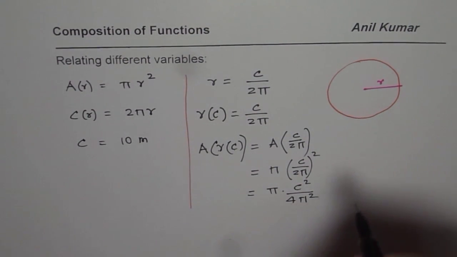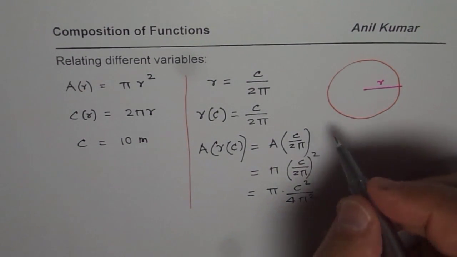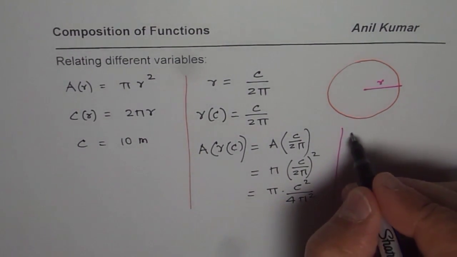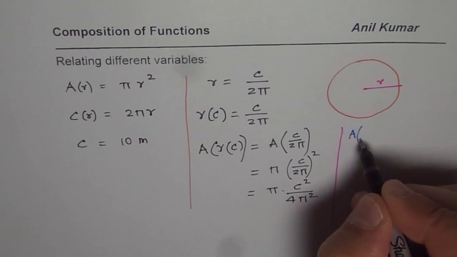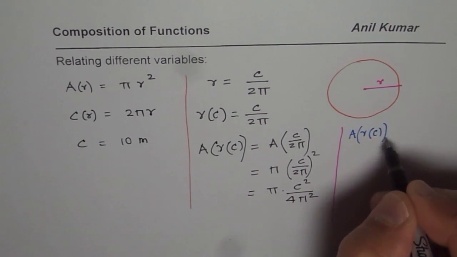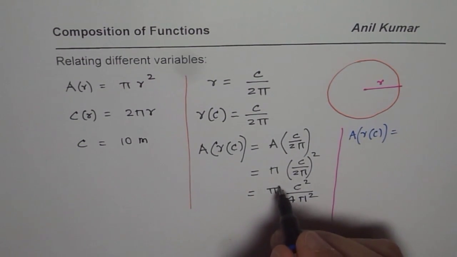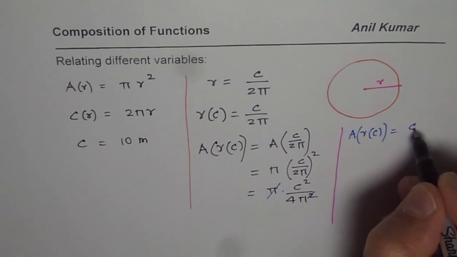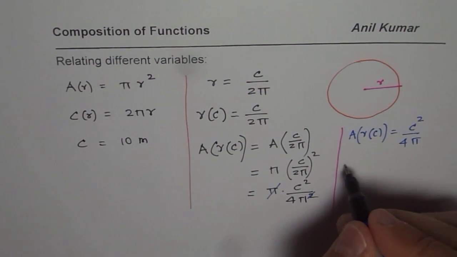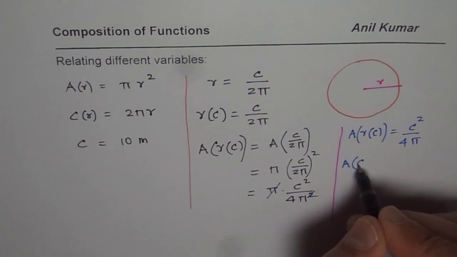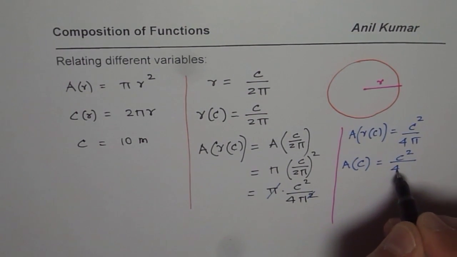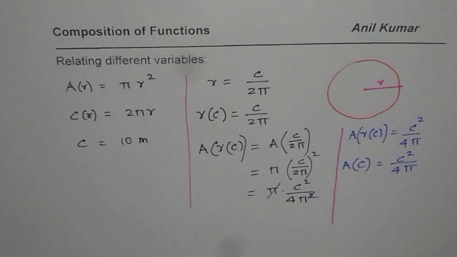Now when you simplify this, you can write your expression as a composite function which is area in terms of circumference, right? As pi and pi cancel, we get c square over 4 pi, right? So we got a new function which is area as a function of circumference, which could be written as c square over 4 pi. Do you get the idea?